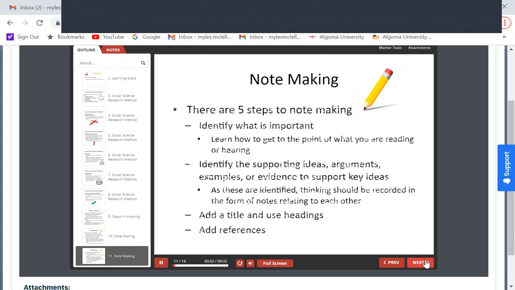The second is to identify what is important. This can allow one to learn how to get to the point of what you are reading or hearing. The third is to identify the supporting ideas, arguments, examples, or evidence to support these key ideas. As these are identified, thinking should be recorded in the form of notes relating to each other. The fourth is to add a title and use headings, and the fifth is to add references.